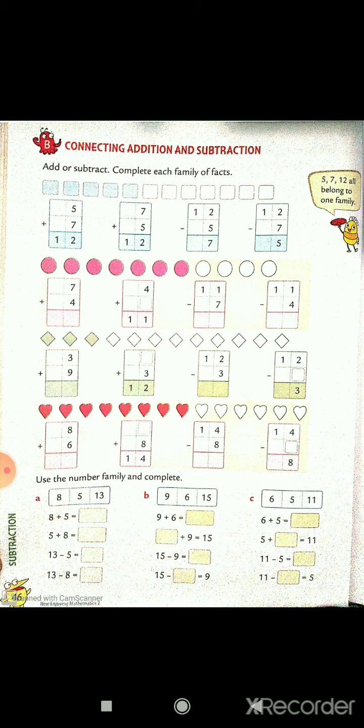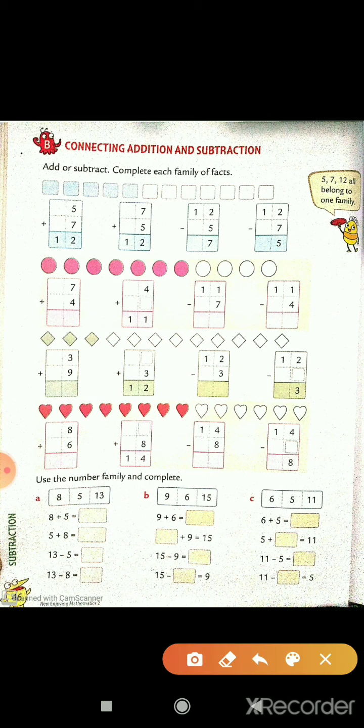Let us start with our exercise, connecting addition and subtraction. Add or subtract to complete each family of facts. Students, this first question is already done. Let us see. 5 plus 7 is equal to 12. Here students, there are 12 boxes.